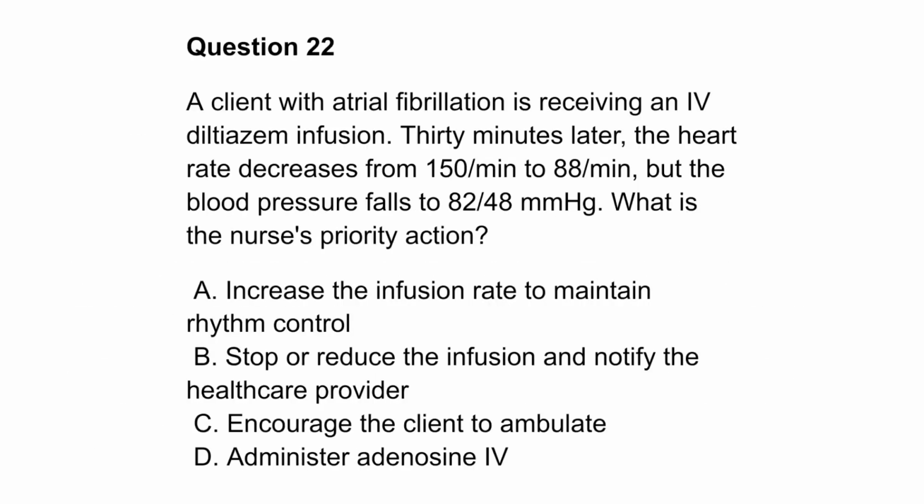Question 22. A client with atrial fibrillation is receiving a diltiazem infusion. 30 minutes later, the heart rate decreases from 150 per minute to 88 per minute, but the blood pressure falls to 82/48 mmHg. What is the nurse's priority action? A. Increase the infusion rate to maintain rhythm control. B. Stop or reduce the infusion and notify the healthcare provider. C. Encourage the client to ambulate. D. Administer adenosine.